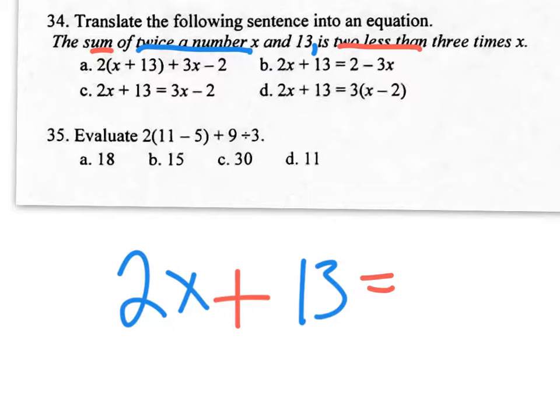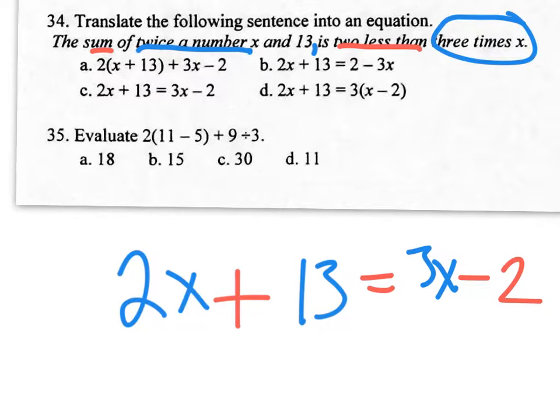2 less than, so that really means we're going to take away 2 from something else. And what is that something else? It's the 3 times x, so we're going to put a 3x right here. And as you could see, that is option C.